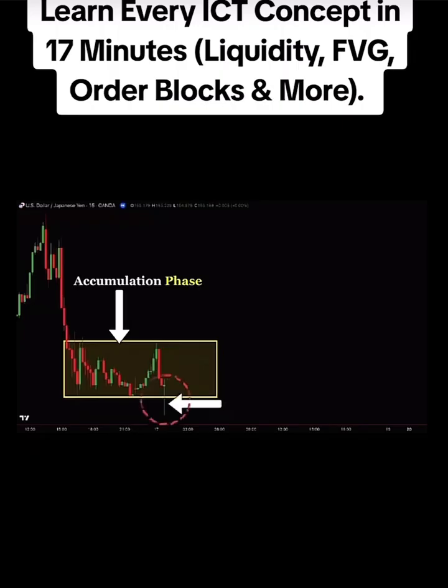Price drops below support, triggering sell stops and drawing in breakout sellers. If the next candle closes back inside the range, that's your entry signal. The trap has been set. Smart money is loading up. Enter at the close of that candle.